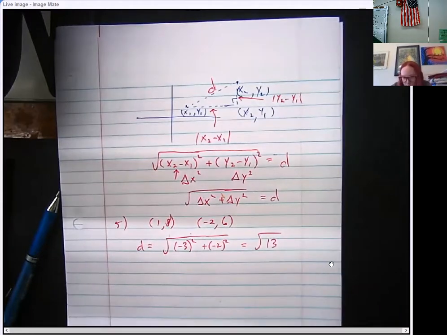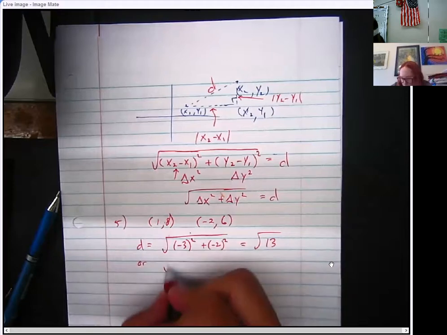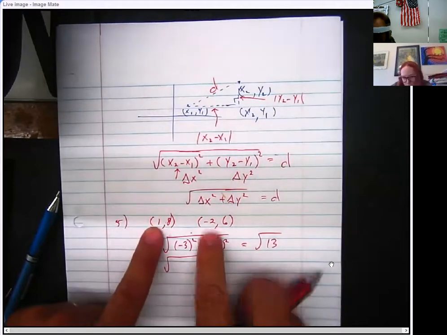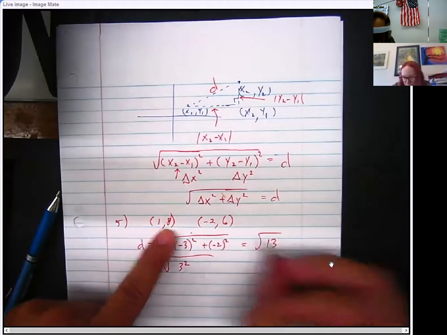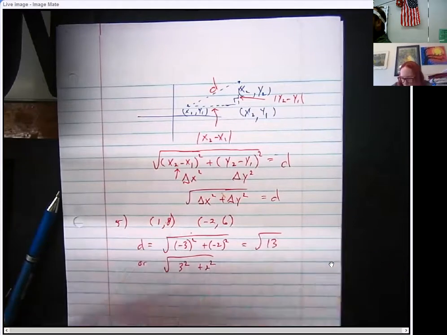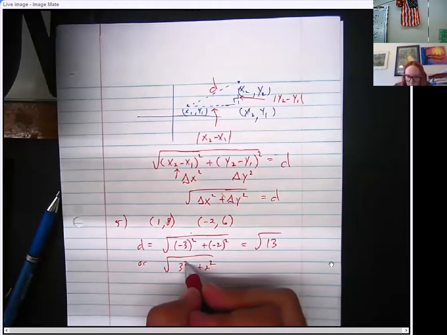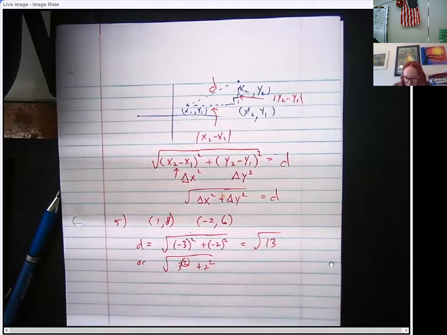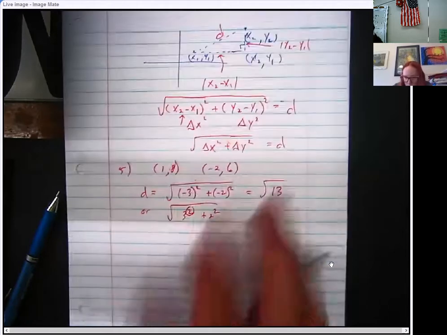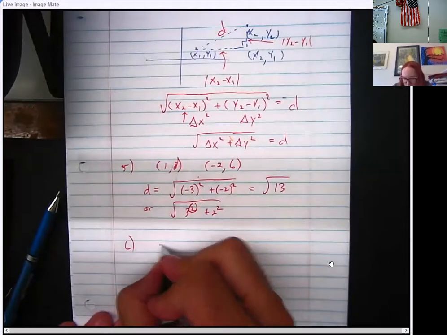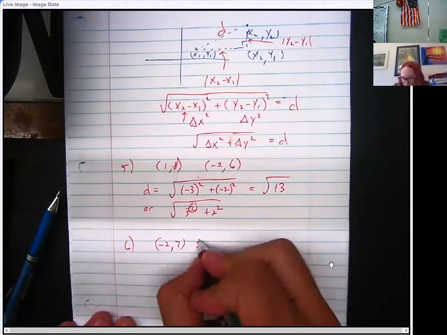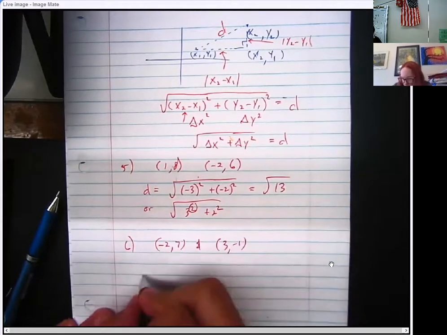Now, somebody else would have looked at this problem differently and said, no, no, no. From here to here, it moved 3. From here to here, it moved 2. Why can I ignore the pluses and minuses? Aren't I going to square it anyway? So does it matter? So with that in mind, can you tell me this one very quickly? I've got -2, 7, and I've got the coordinate 3, -1. How far are they apart?